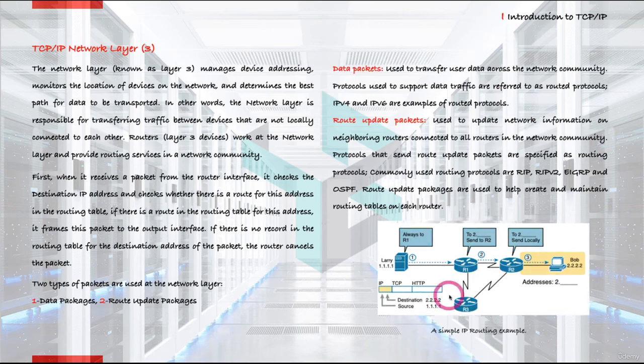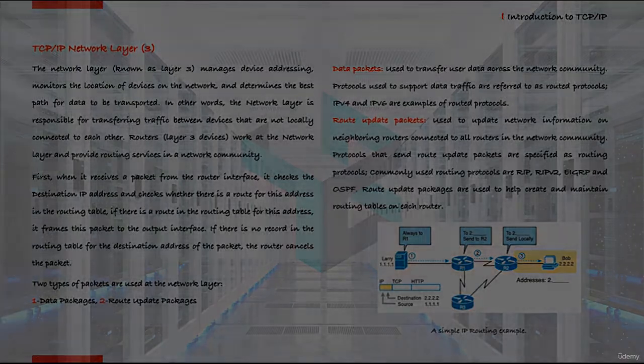The figure here shows a simple example of IP routing, where the Larry user's IP address is 1.1.1.1 and the destination address is 2.2.2.2, so Bob will receive the packet. Here, this user sends the IP header, and the router checks the destination IP address. If there is one in the routing table, it sends the packet to router 2 from that output interface, and router 2 forwards the packet to the user, and in this way, a simple routing process is provided.